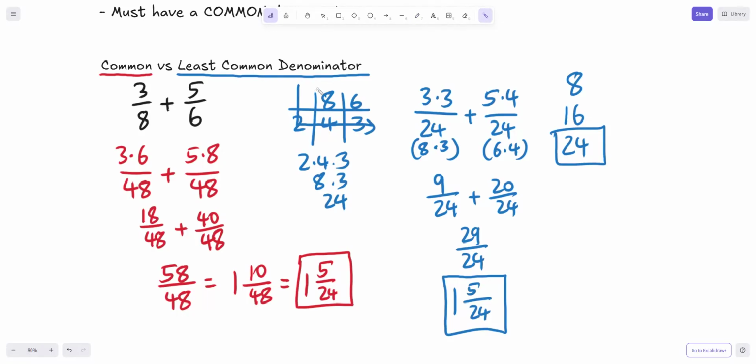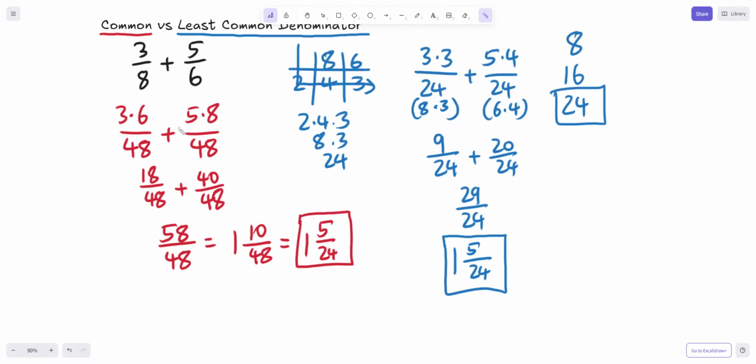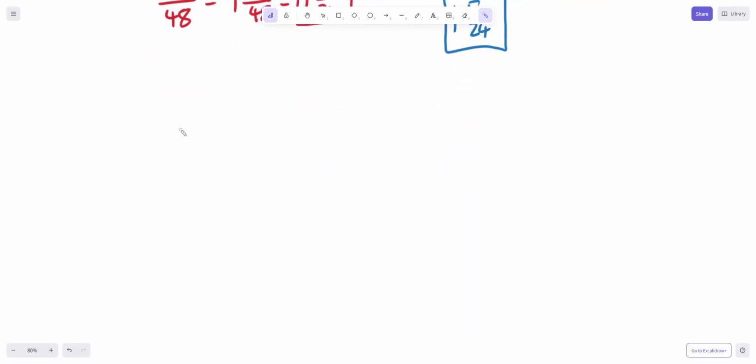Right, so my strategy is, you could do the ladder method, that's great. But honestly, I just find the bigger denominator, and then I just do multiples of that big denominator until the other denominator also goes into it. And then that's my least common denominator. Okay, let's do some practice.